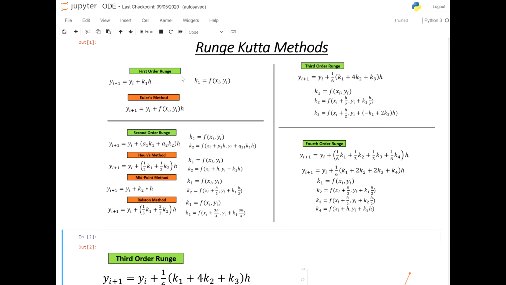So in this lesson we're going to cover the third order and fourth order Runge Kutta methods Python codes. Now to recap briefly, we have discussed that Euler's method was in fact a first order Runge Kutta method. The Heun's, Midpoint, and Ralston methods were in fact second order.